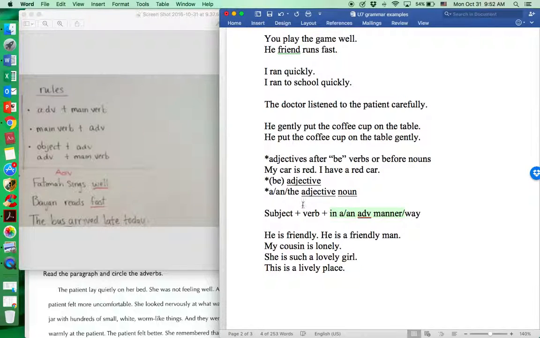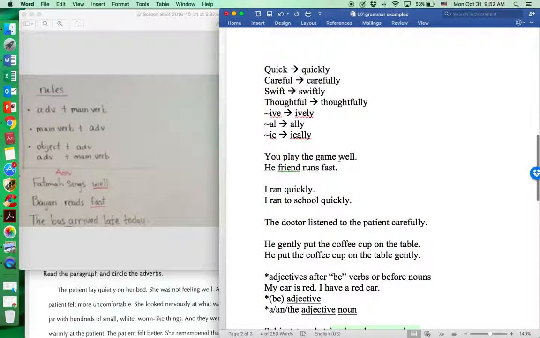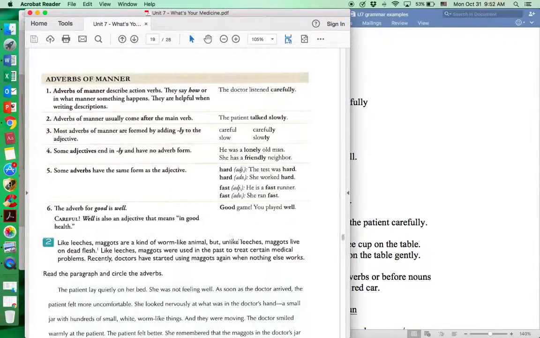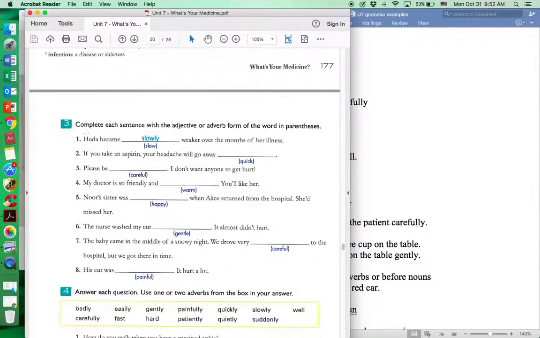And that's not so important because we can just use those ly adjectives or use other adjectives to describe the noun itself, right? Not really important that you remember this part. Okay? And so let's look at some of the examples down here. Huda became slowly weaker over the months of her illness. Here we have became. Became usually functions as a be verb, but in this case we could replace it with transform. Huda transforms or transformed slowly weaker over the months of her illness.